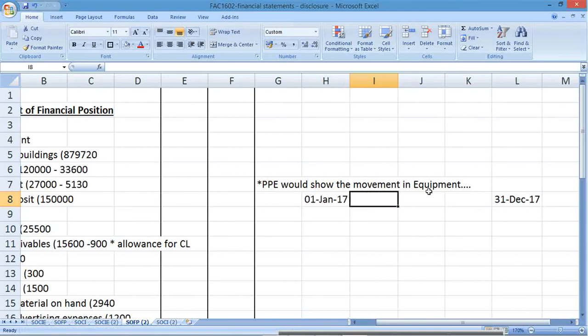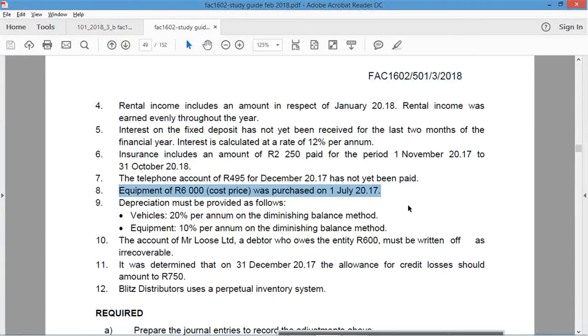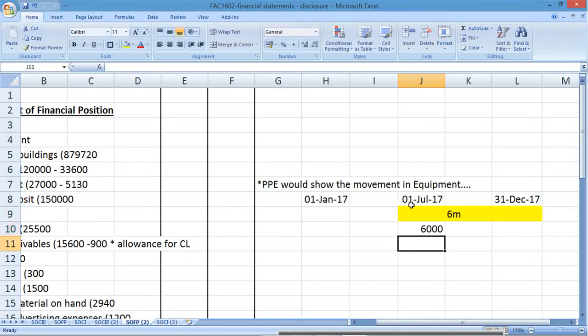So if it's mid-year, how many months did I have the equipment for? 6. Yes. Half the year. So 6 divided by 12. Yes, and that affects the depreciation. How much was the asset? 6,000. Okay, so 6,000 new was bought on the 1st of July. Have I used it for the whole year? No. You've only had it for 6 months.